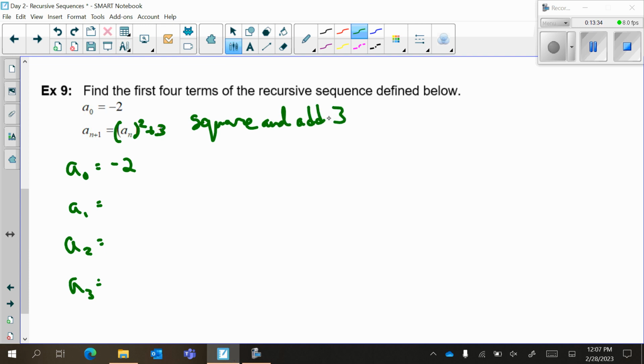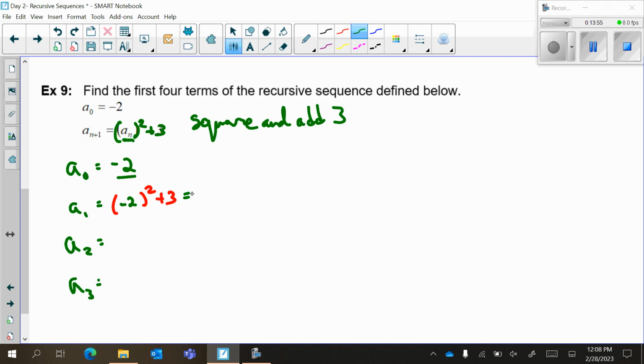And if you could read my handwriting, that says square and add 3. So I'm going to square it and add 3. I'm going to square my previous term. My previous term is -2. So -2 squared is +4.